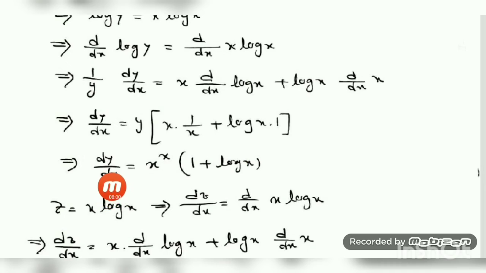So therefore we have got dy/dx equal to what? Put the value of y. Your y is x to the power x, and this x cancels out. What is left? 1 plus log x. So this is the value of dy/dx, right?